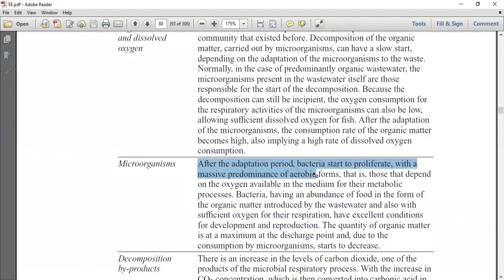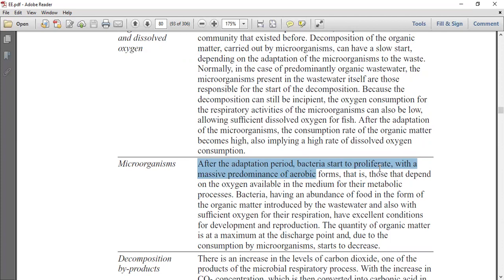Microorganisms, after the adaptation period, bacteria start to proliferate with a massive predominance of the aerobic form, that is, those that depend on the oxygen available in the medium for their metabolic processes. Bacteria having evidence of food in the form of organic matter introduced by the wastewater, and also sufficient oxygen for their respiration, have an excellent condition for development and reproduction.